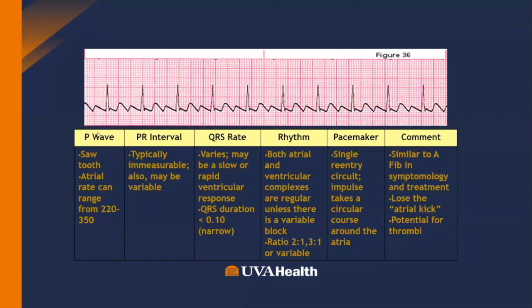So sawtooth is kind of the defining thing of flutter. The PR interval can be difficult to measure, and it also may vary because you can have a varying block. If you look over here, you can have a 2-to-1 or 3-to-1 or a variable block. 3-to-1 means that you have 3 atrial beats before you have a QRS complex. So this could be an irregular rhythm if you think of it that way.